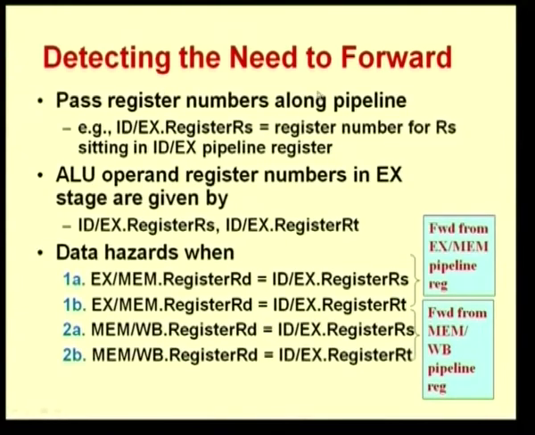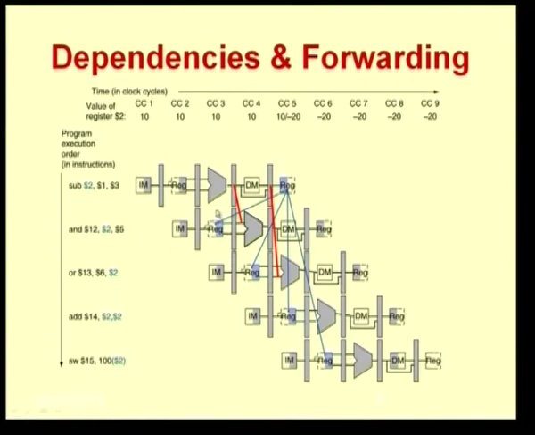So let us look at how we will actually detect the forwarding of the operands. What is it we have to do? First of all, what is important is that the register numbers have to be passed along the pipeline, because as I go through the pipeline, I need to know what is the register to which this particular value has to be written or where it is read from. So that information has to be passed on along the pipeline.